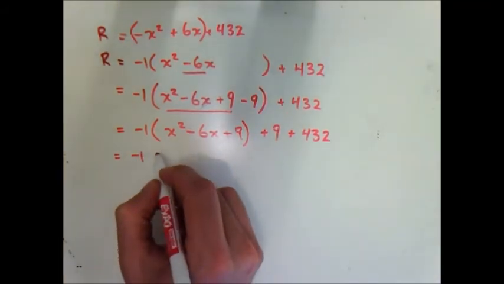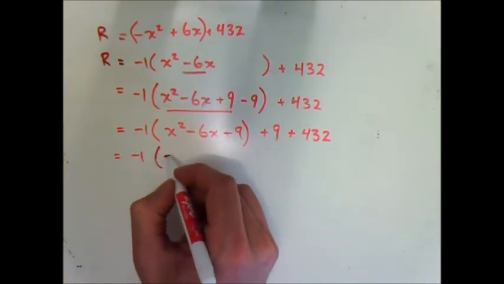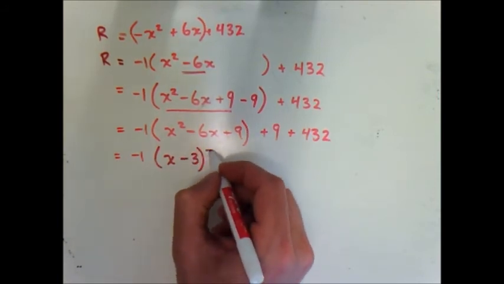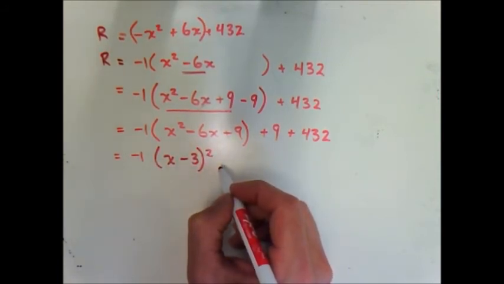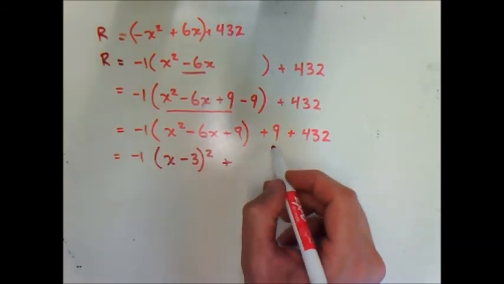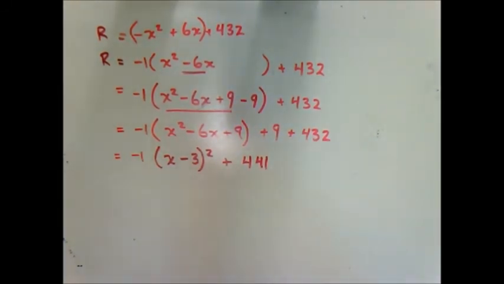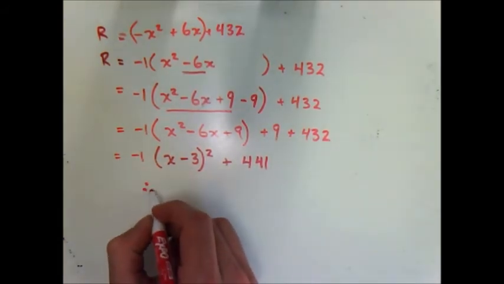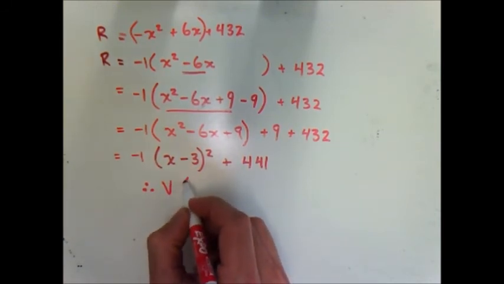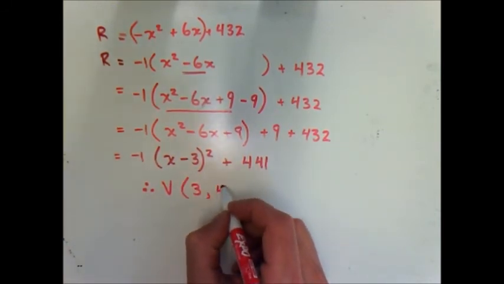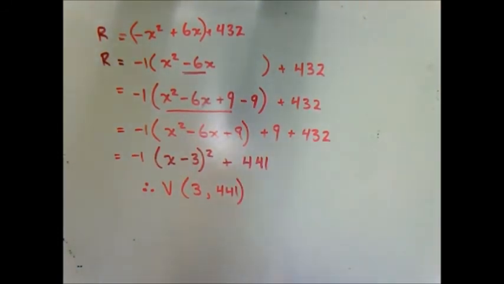Now I can rewrite my perfect square trinomial as a squared binomial. That's x minus 3 squared. And I can group my terms at the end here. That's 441. We now have this in vertex form. Therefore, my vertex is at 3, 441. That's high.